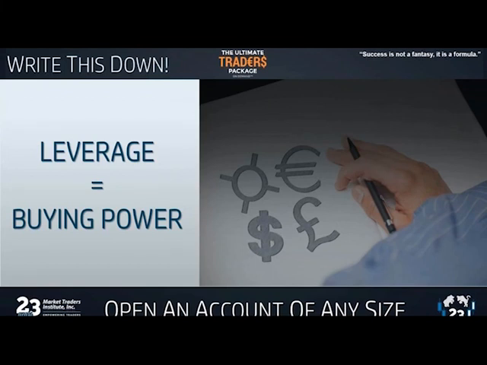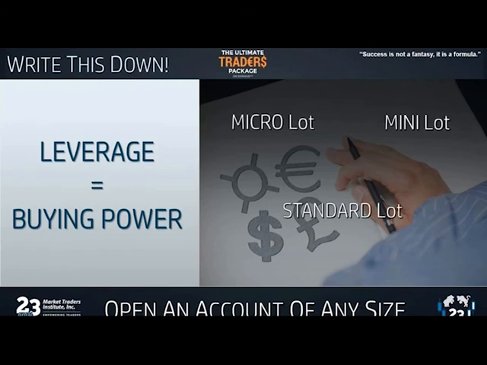Okay, so what we're going to talk about is what a pip is and what a pip means. There are different lot sizes, just like in stocks, you could trade 1 share or 10 shares or 100 shares. We have that opportunity with the Forex market as well, but we call them lots. There's something called a micro lot that's very small. Then something called a mini lot that's 10 times larger, and then something called a standard lot.